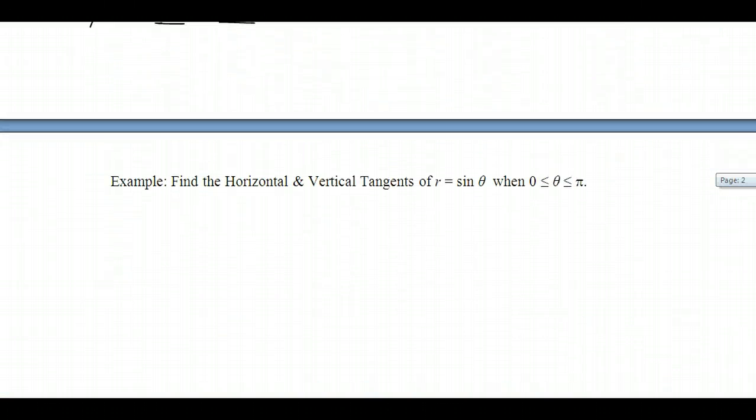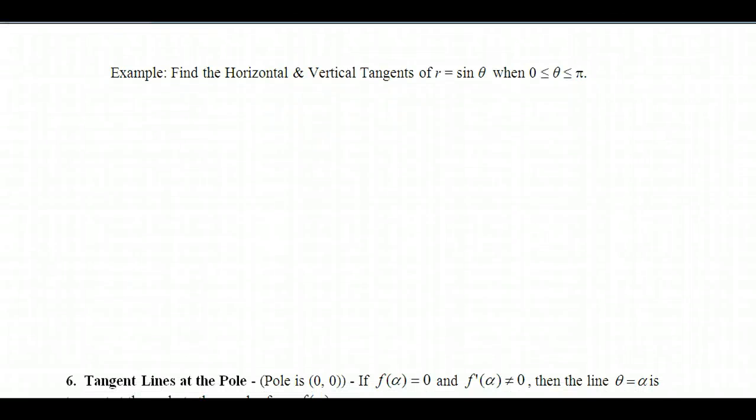All right, so a couple examples with this. The first one is we want to find the horizontal and vertical tangents, and we have r equals sine theta, and this is nice that they give us the domain that we're going from 0 to pi. So that's really nice. Because we know that trig functions continue forever, this gives us boundaries, which is good. So like I said, when you're trying to find your derivative, which we need to figure out our horizontal and vertical tangents, I would write this as a parametric equation.